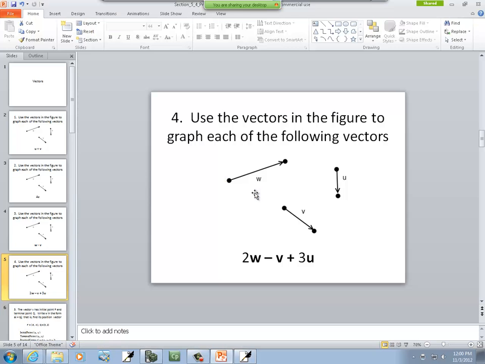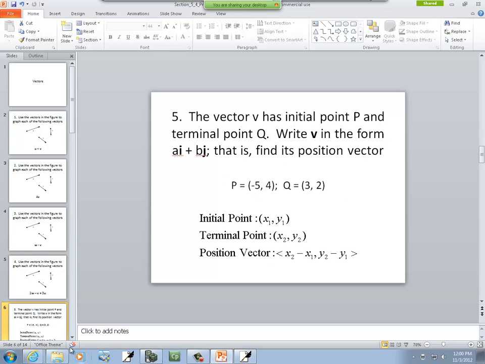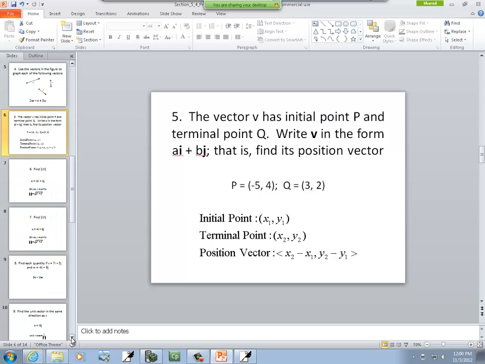And let's look at our next problem. Now here we're given 2 points, and it wants us to come up with a position vector. Now this is very straightforward to come up with. It's just a formula. Given your initial point, x1, y1, and terminal point, x2, y2, your position vector is just subtracting the x's, x2 minus x1, and subtracting your y's, y2 minus y1.